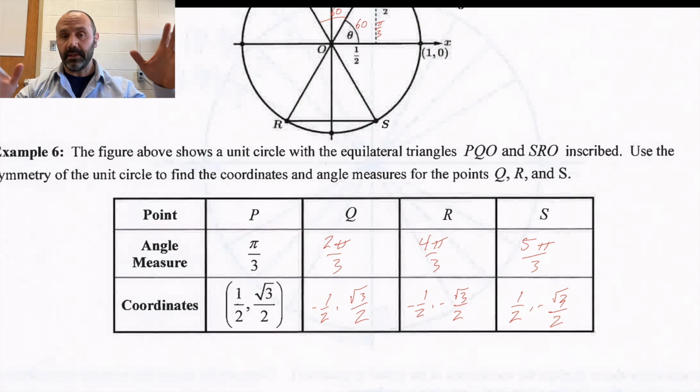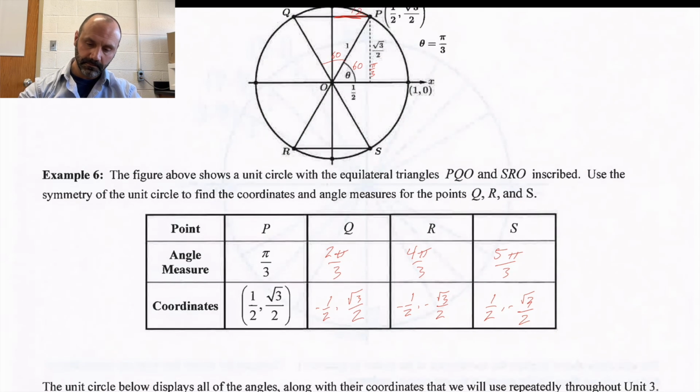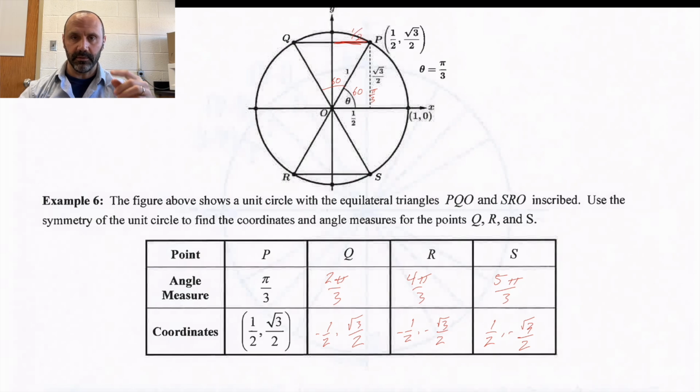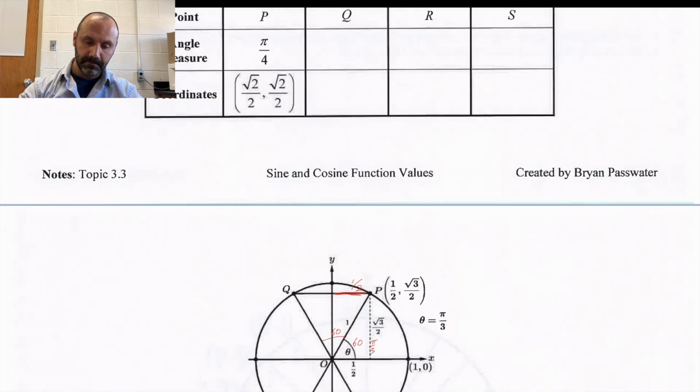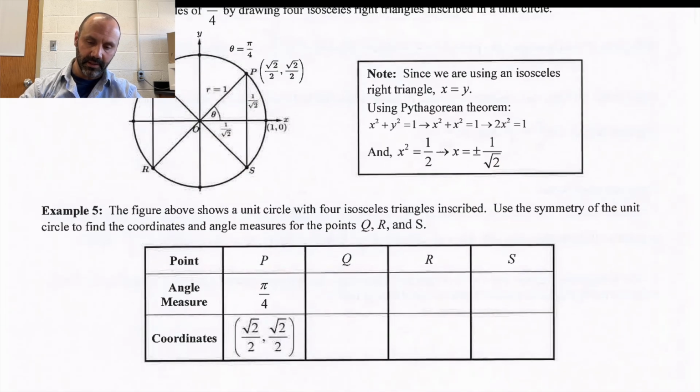All right, so I've got a bunch of points now that we can assign values to for the x and the y coordinates if it is a unit circle. If it's not a unit circle, you just take the value of the unit circle and multiply it by the radius, whatever that would be. Let's go back now to example 5.